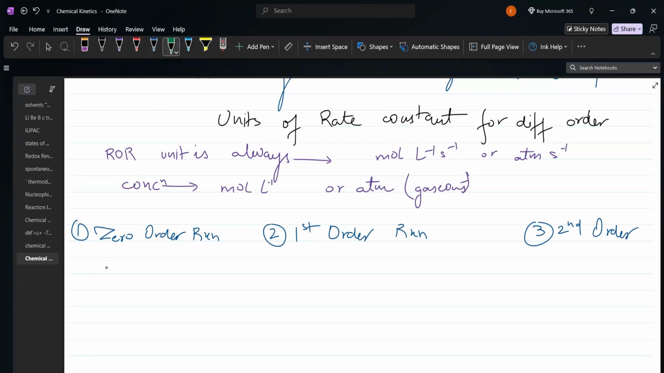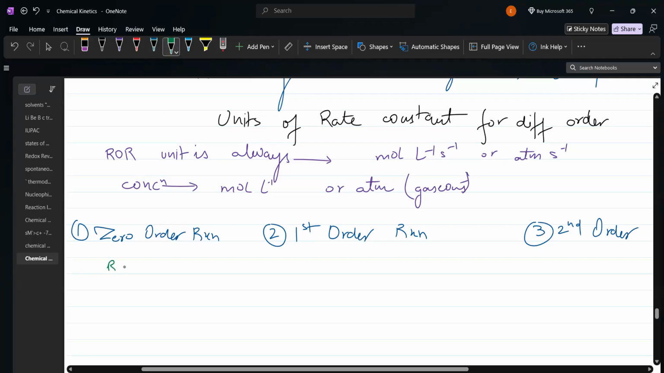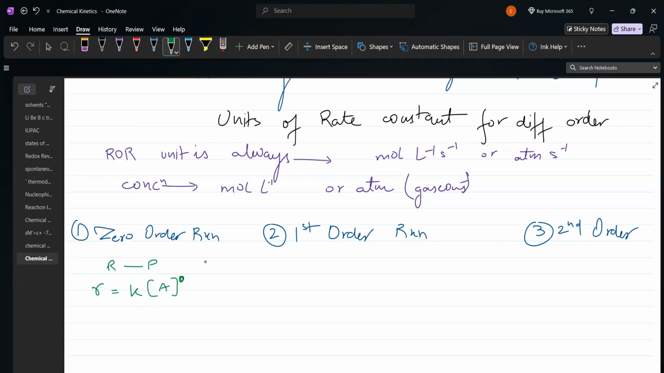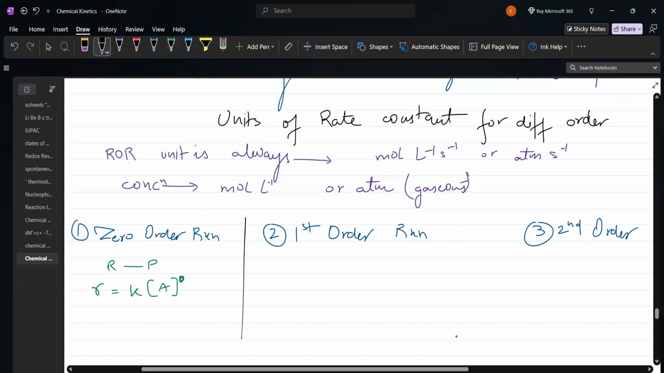We have any reactant converting into product, and the rate of reaction is in this form. Obviously there will be zero here for a zero order reaction, right? The power will be zero. This is important. So R will be equal to K only.